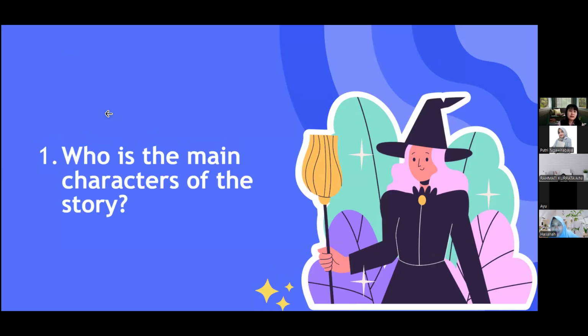Yes, Miss. I think the main characters of the story are Banju, a poor fisherman, and Vanita, the fisherman's wife, and the golden fish. Okay, good. There are three main characters in the story. The first is Banju as the fisherman, and Vanita is his wife, and the third is the golden fish.